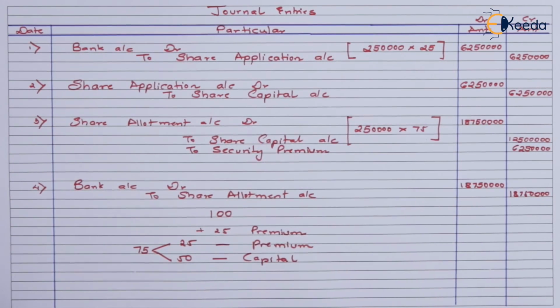So this is how the bifurcation is supposed to be done for this specific illustration. Whenever a premium is included in the allotment amount, or in whichever entry it is included, you have to segregate it from the capital amount, and then figure out how much is going for capital and how much is going for premium. I hope this illustration has given you clarification about how to segregate the premium from the capital.